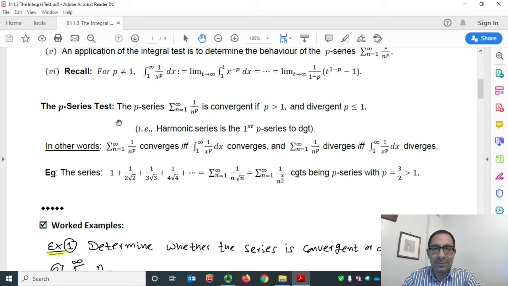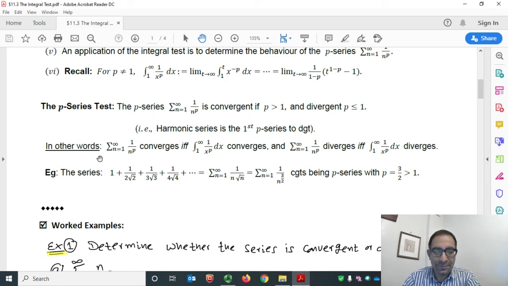The p-series test: the p-series of 1 over n to the power p is convergent if p is greater than 1 and divergent if p is less than or equal to 1. That means the harmonic series, which is the series 1 over n, is the first p-series to diverge.